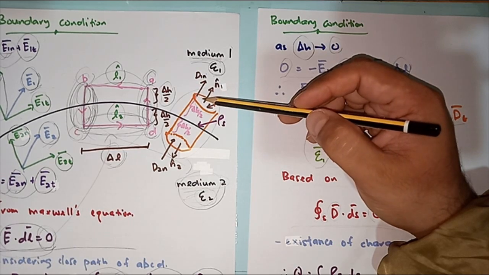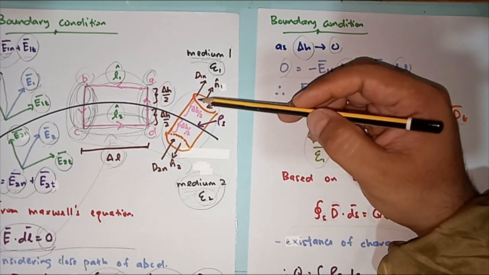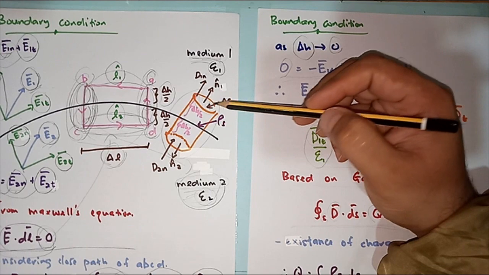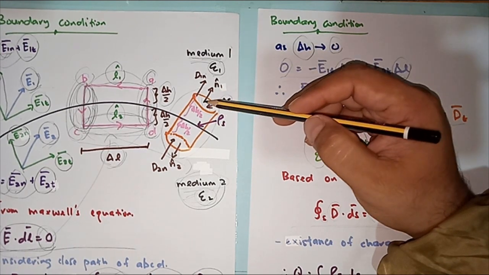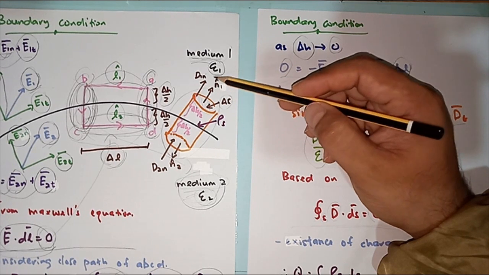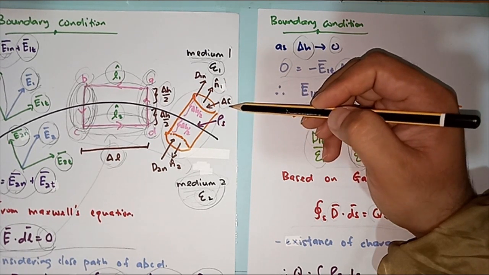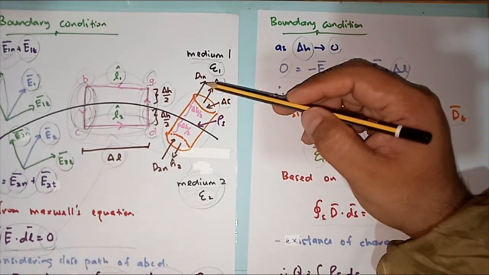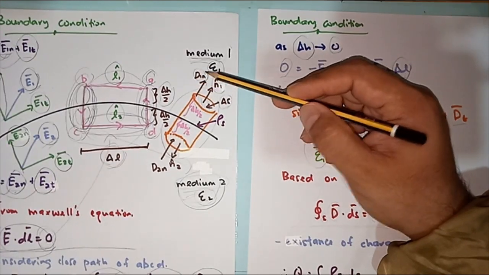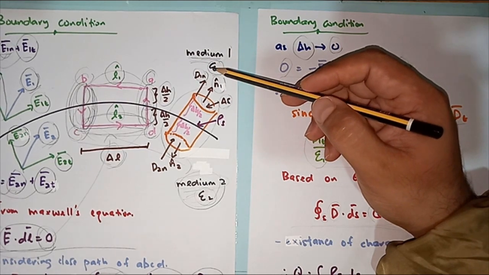We have three different surfaces here. We have the top surface, and the area of this surface is equal to delta S. The unit vector for this area is n1 cap, and this is our normal component of the vector D1n.